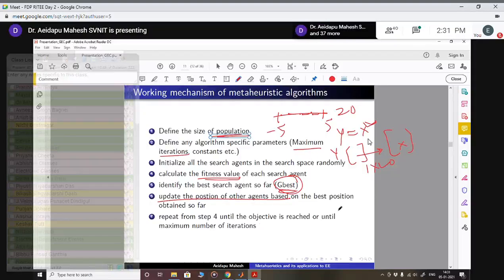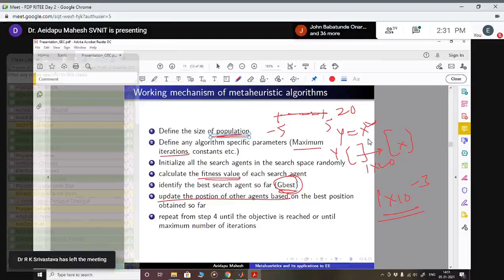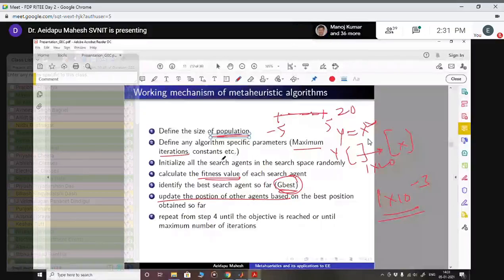Or the second option is you might have some tolerance. Let's say I have the answer. I know that x is equal to 0 is the solution to this problem. Once I reach x near 0, let's say 1 into 10 power minus 3 is my tolerance. Once I reach this objective function value, I can stop. So I can either stop there or go until the end of maximum iterations. So this is a simple mechanism for applying the metaheuristic algorithms.